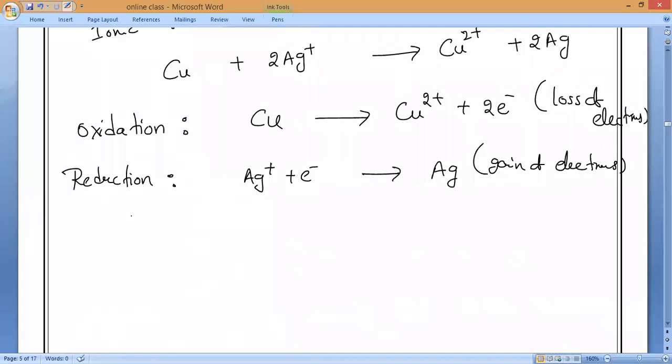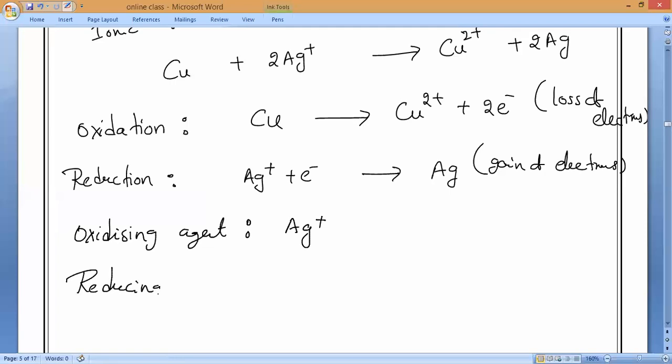So now, who is the oxidizing agent? Silver plus. Silver plus is the oxidizing agent. Silver gains electrons. Copper loses electrons, very good. Oxidizing agent is silver plus. Understand? Reducing agent is copper.